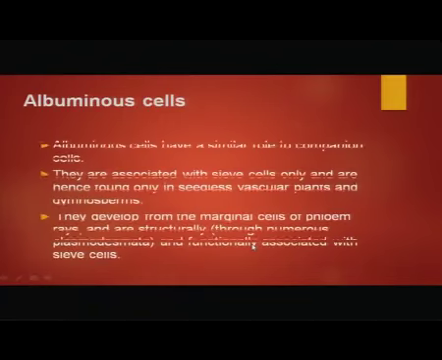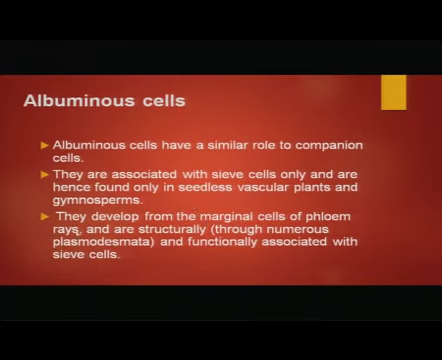Albuminous cells, they are associated with the sieve cells and they have a similar role to companion cells. They develop from the marginal cells of phloem rays and are structurally and functionally associated to the sieve cells. How structurally? Through plasmodesmata, and how functionally? Because they help the sieve cells to conduct the phloem sap.